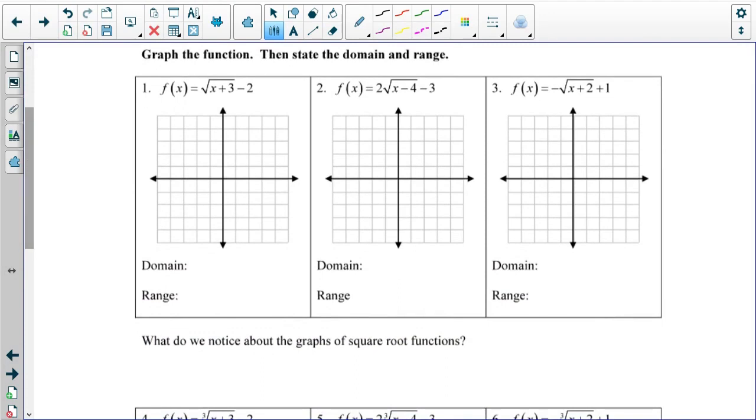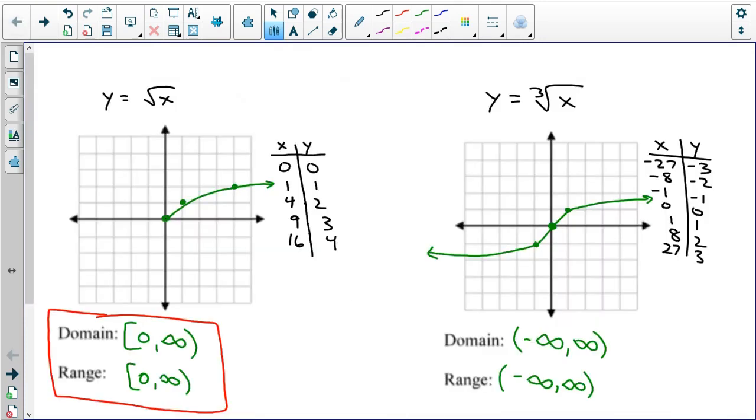Once again, just a reminder that if I have a function plus 3 minus 2, what happens is I have a left shift of 3 and a down shift of 2. Those are the types of things that I need to remember from previous units, where I was talking about horizontal and vertical shifts, and then some vertical stretching, which we're going to talk about in problem 2. So if I look at problem 1, I have a left shift of 3 and a down shift of 2 from my original graph.